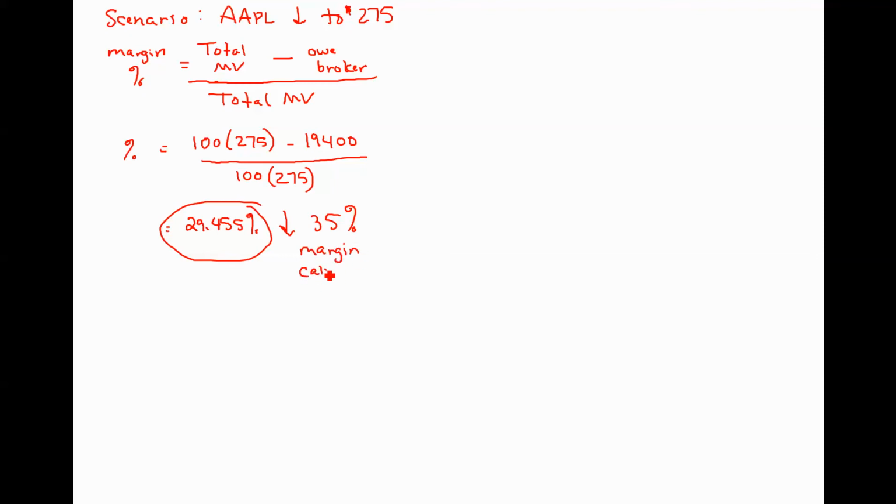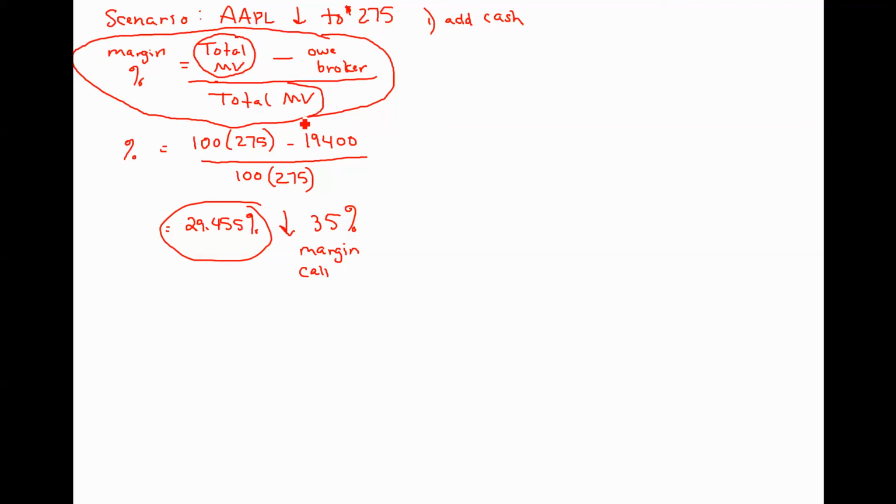When you receive a margin call from your broker, there are three ways you can resolve it. The first way is to add cash to your account, and that's what I'm going to demonstrate here. To figure out how much cash you have to add, I'm going to use the same equation, but this time I'm adding cash, which increases the total market value of my portfolio. How much do I have to add so that I can get this to 35%?